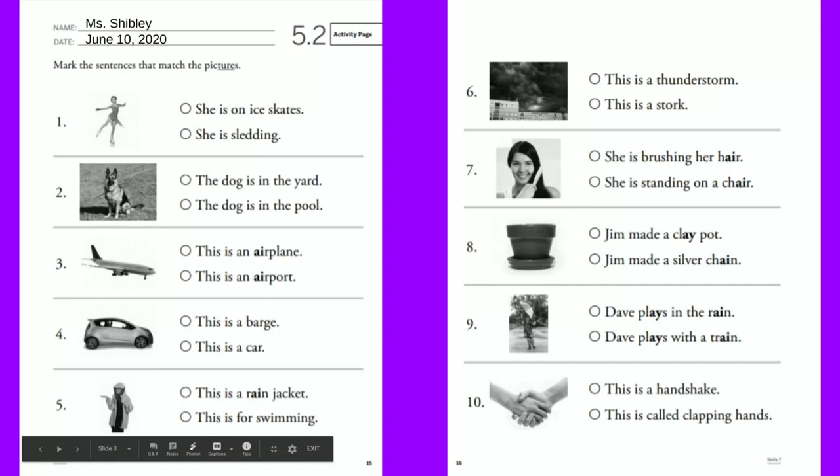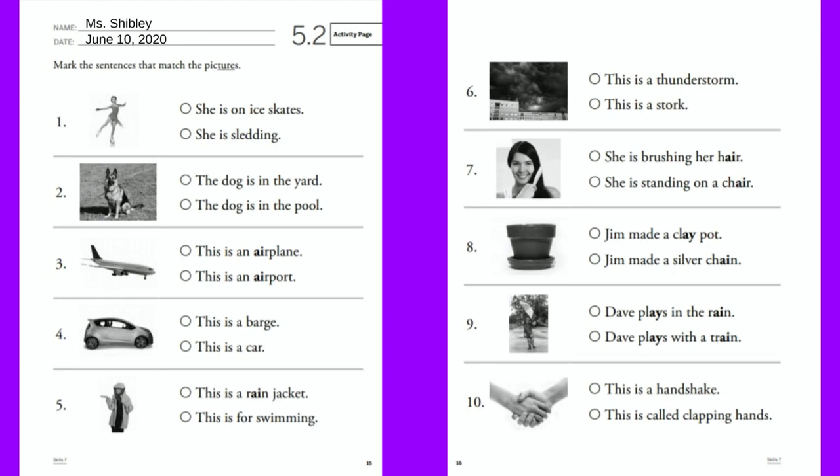So we are going to start off by working on our practice sheet on page 5.2, and it has the number 15 at the bottom. On this page, we are going to practice reading the A sound, the AR sound, and the OR sound. We're going to mark the sentences that match the pictures. Before you do that, go ahead and write your name at the top of your paper and the date, and today's date is June 10th, 2020.